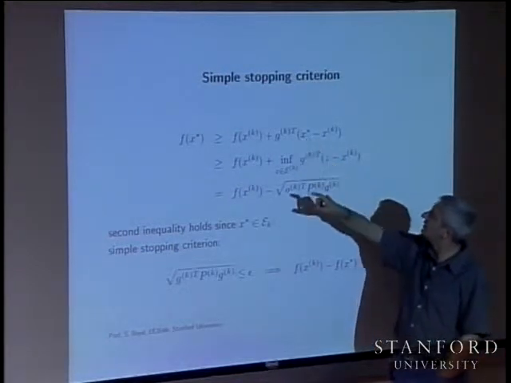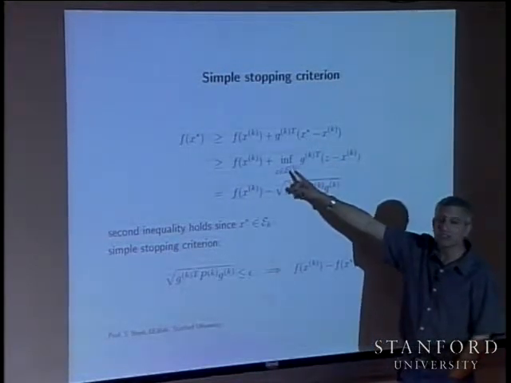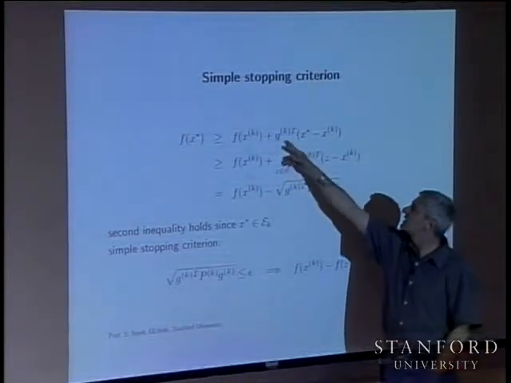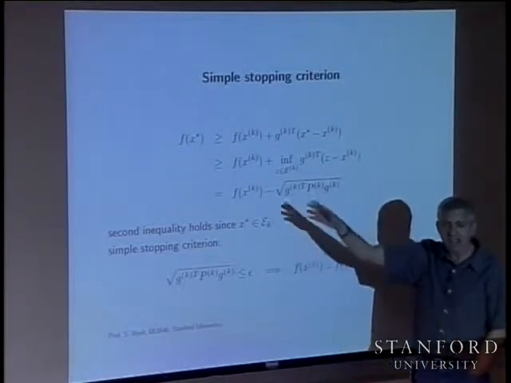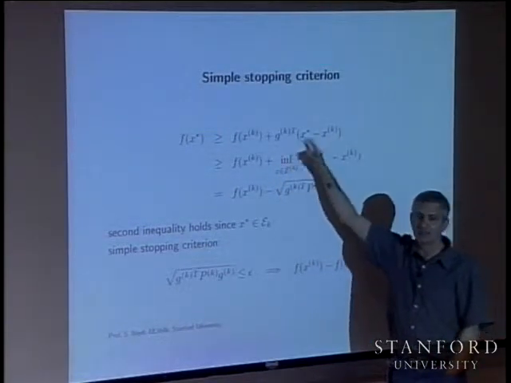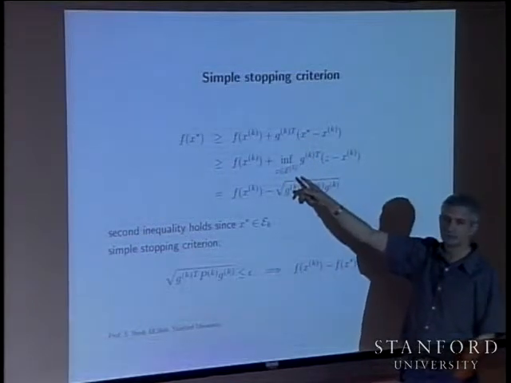X star is in this ellipsoid. That's the whole point of the ellipsoid, right? The ellipsoid is a localization region. Therefore, this thing has to be bigger than or equal to the infimum of this affine function here over the ellipsoid, like that. Just has to be.